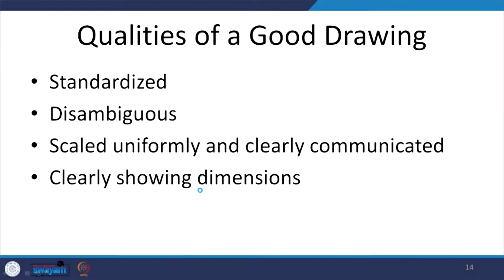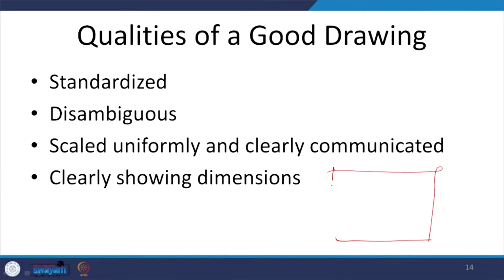Second, the moment it is standardized, it will automatically become unambiguous, but still we have to try to maintain that the drawing is not ambiguous at all. It should convey what it meant to convey and not something else. Third thing, it has to be scaled uniformly, and the scale has to be clearly communicated along with the dimensions. So it has to clearly show the dimensions.